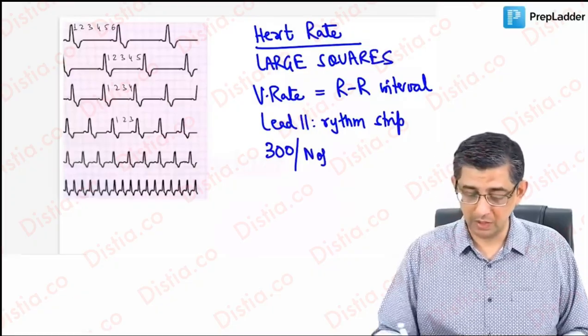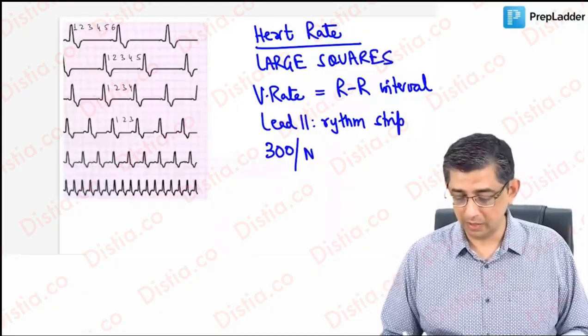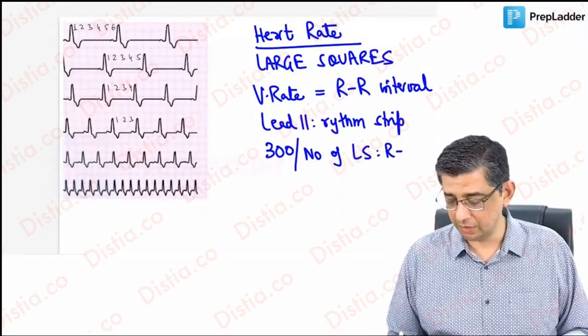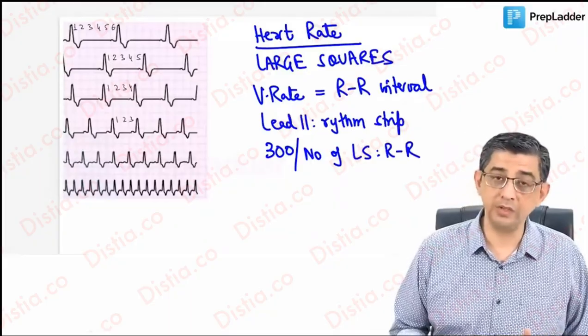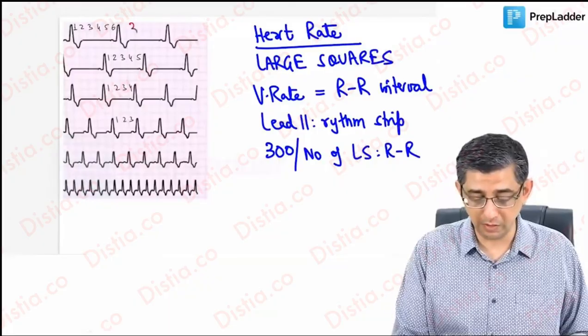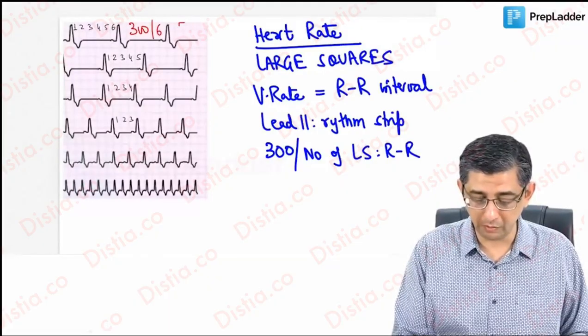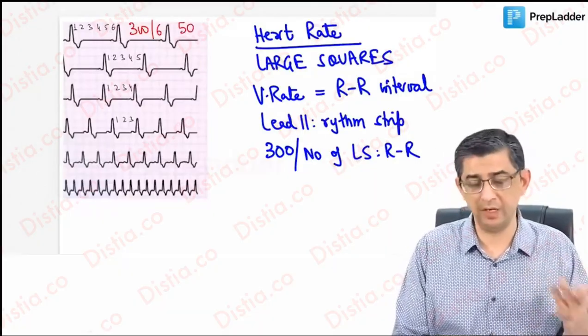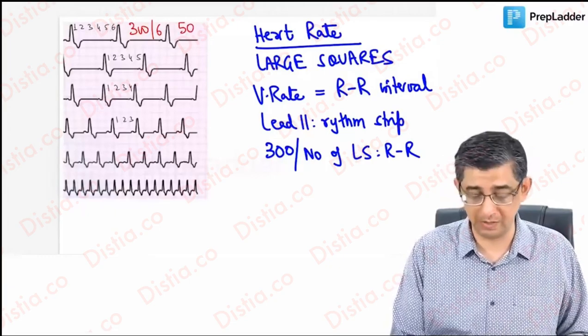Mark my words, it is 300 divided by the number of large squares that are separating the R and the R wave. Like in the first one, you can see that it's approximately 6. So 300 by 6 is what mathematically will turn out to be 50. So the person is having a bradyarrhythmia or at least a bradycardia. We'll find out subsequently what kind of bradyarrhythmias are present.